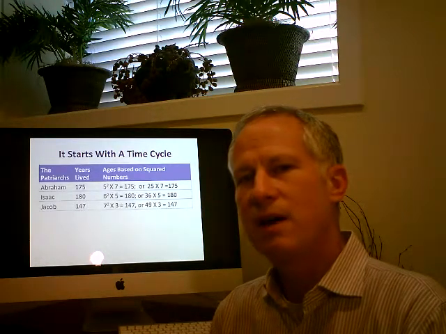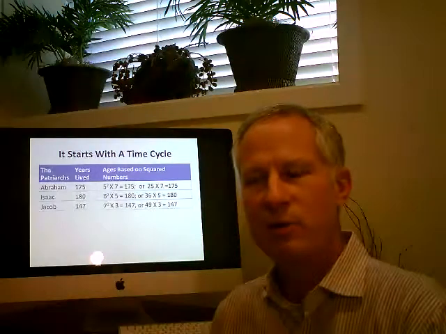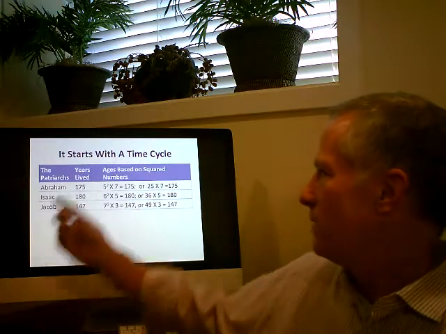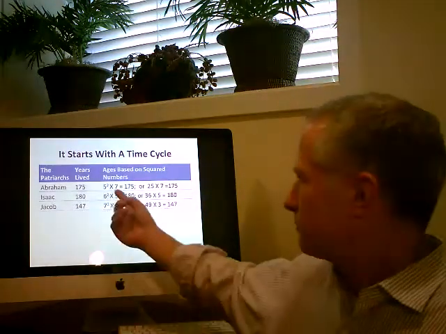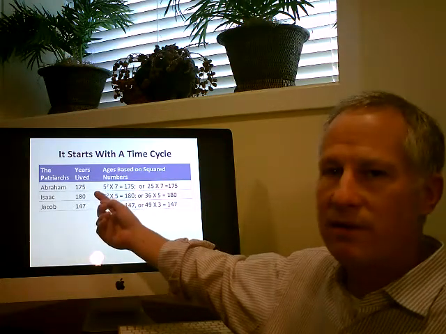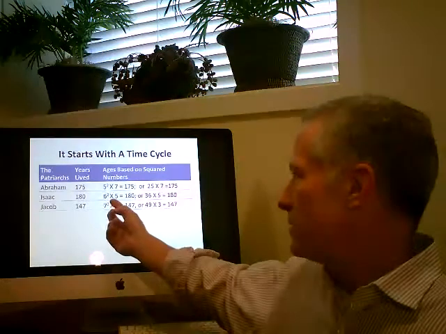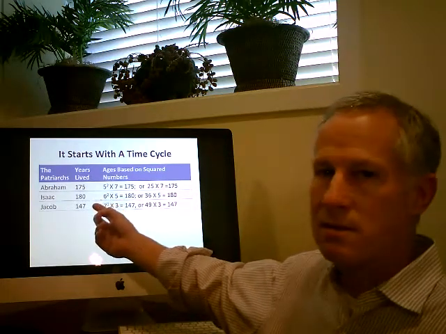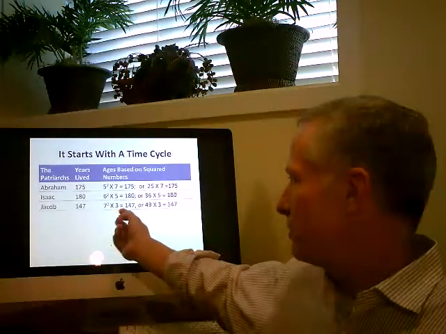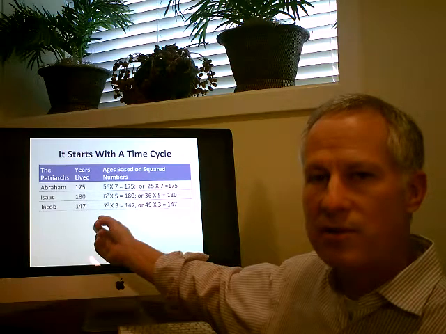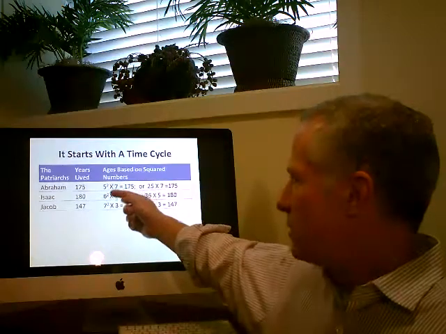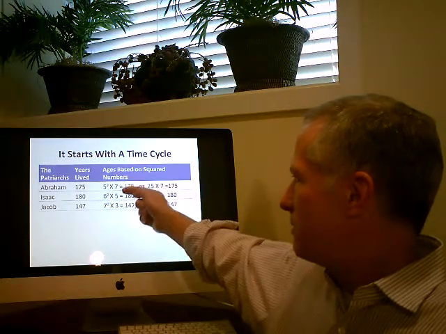But if you look at them, you can see how these ages in the Bible seem to have some symbolic significance. Look at the patriarchs and the way they're based on squared numbers. 5 squared, or 25, times 7 equals Abraham's lifespan of 175 years. 6 squared, or 36, times 5 equals Isaac's lifespan of 180 years. 7 squared times 3, or 49 times 3, is 147, Jacob's lifespan. And when you see how it's constructed, you have 5 squared, 6 squared, 7 squared, then 7, 5, 3.